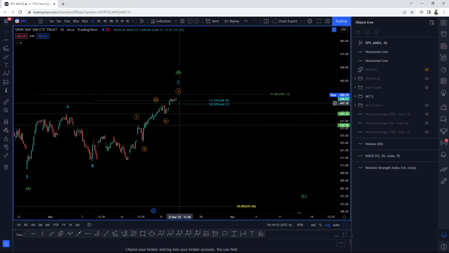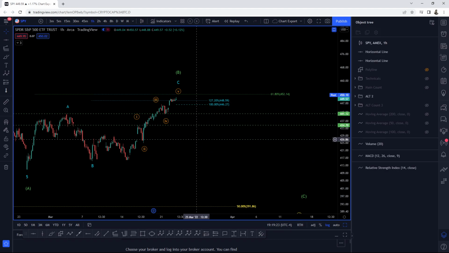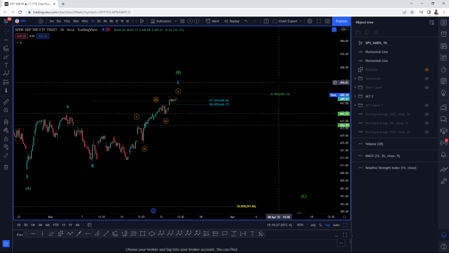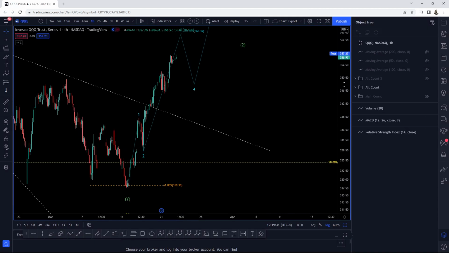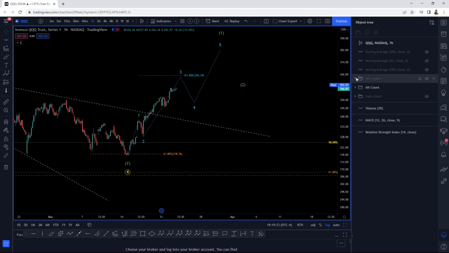Okay, so this zone here is super important for the SPY to hold. Now let me jump over to the Qs and let's look at the alt count, which is the preferred count here.